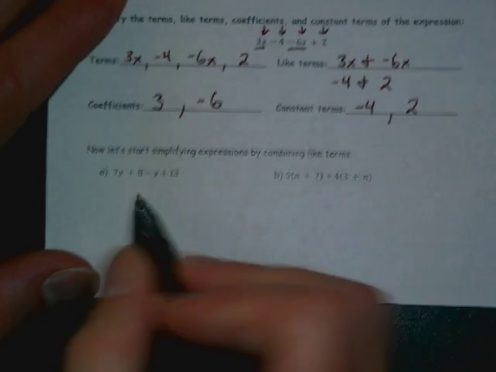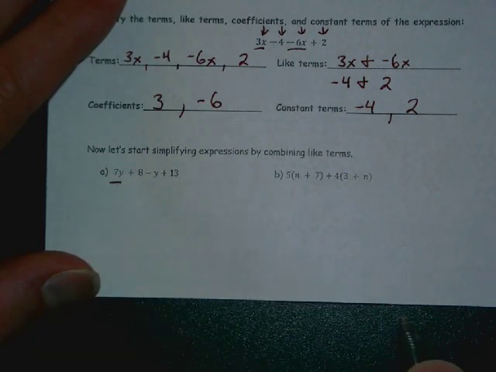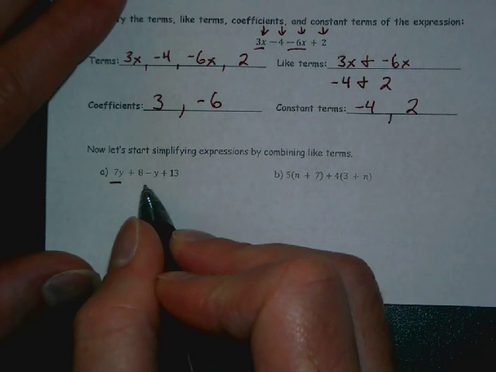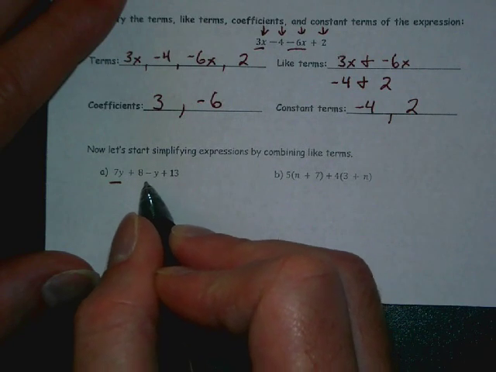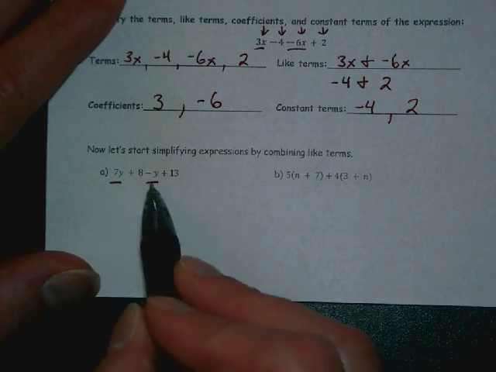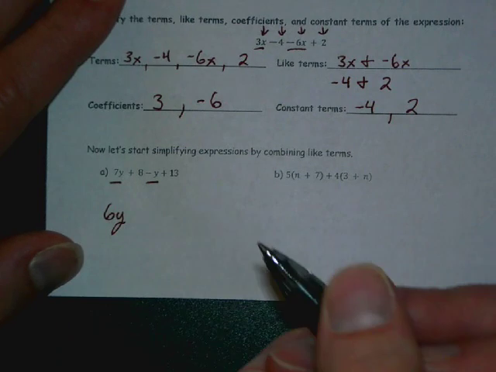All right, with A here, start with the first term, and I see a y term, y to the first power. I like to underline it or circle it, just so whatever makes you identify it. And then I'm going to go through, and I'm going to find any other y to the first terms. Here's another one. I'm going to underline that one. So those are like terms. I can combine those. So what would 7y minus 1y be?